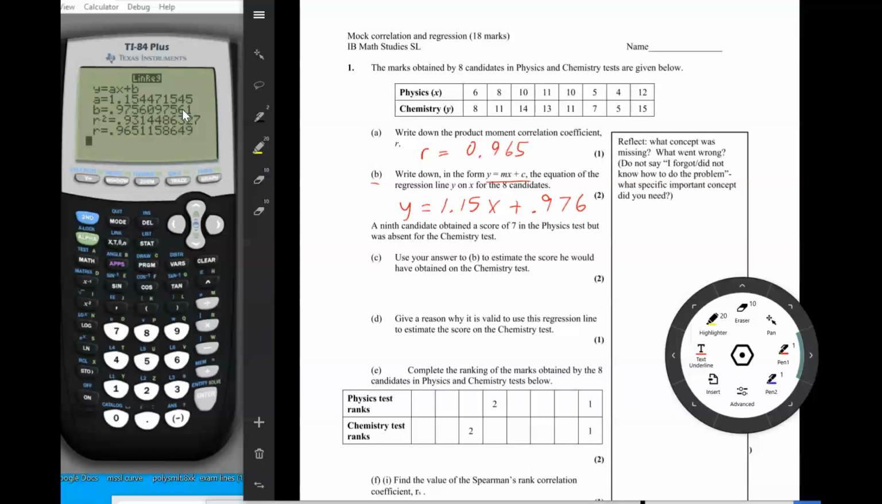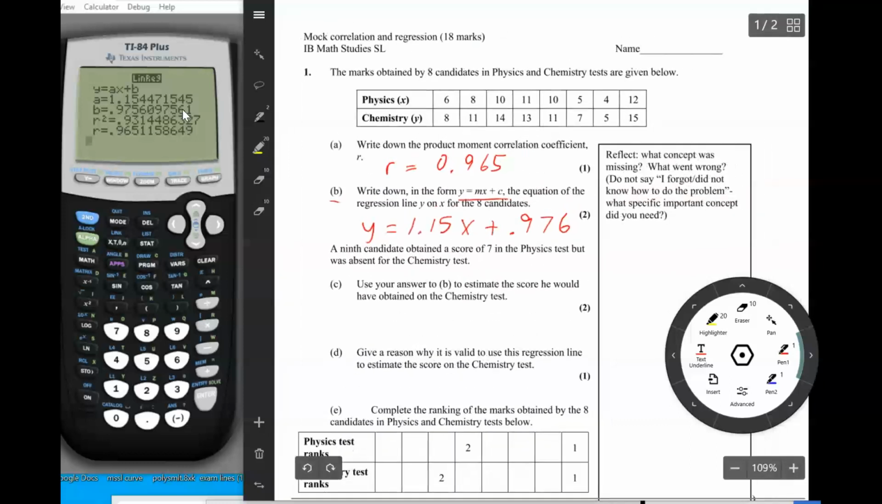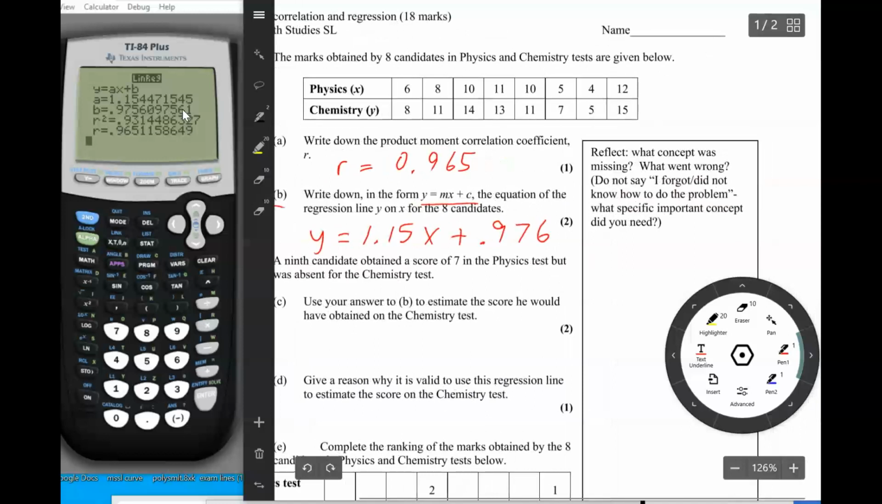Okay, and let's say that they asked you to comment on your R value. Now, I'm just going to review really quick the 4 levels of correlation: strong, moderate, weak, and very weak. And so very weak would be between 0 and 0.25. Weak would be between 0.25 and 0.5. Moderate would be between 0.5 and 0.75. And strong would be between 0.75 and 1.